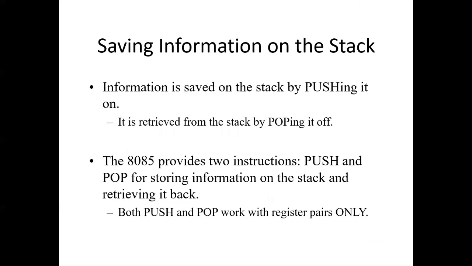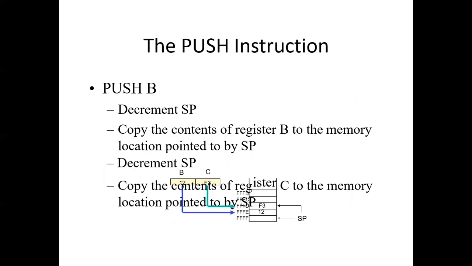Saving the information on the stack. Information is saved on the stack by pushing it on. It is retrieved from the stack by popping it off. The 8085 provides two instructions, push and pop, for storing information on the stack and retrieving it back. Both push and pop work with register pairs only.